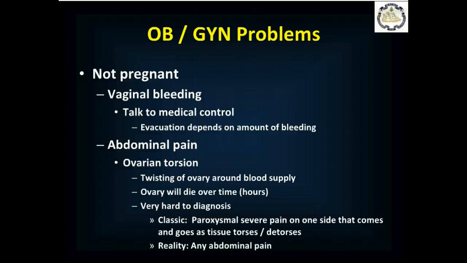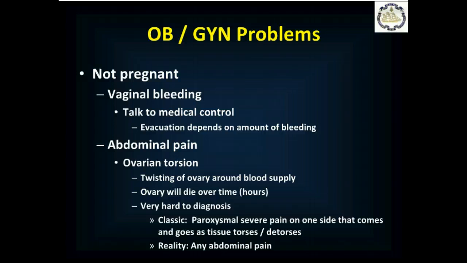So you want to talk to medical control, and your decision about evacuating them will depend on the amount of bleeding. Also, in the circumstances, if there's no way to evacuate them, you may need to track down oral contraceptives, because sometimes high-dose oral contraceptives can be used to control dysfunctional uterine bleeding.